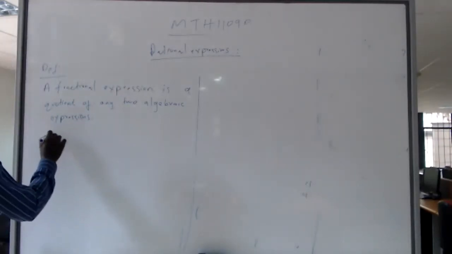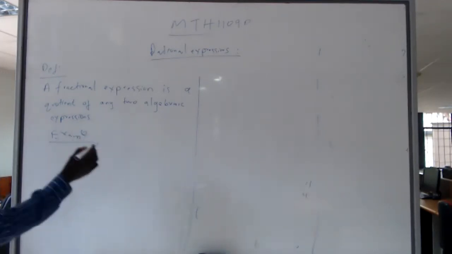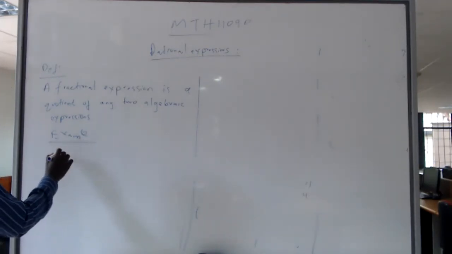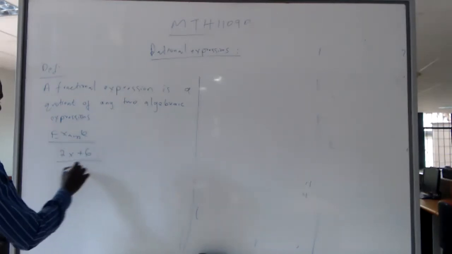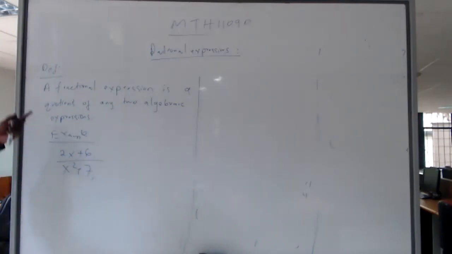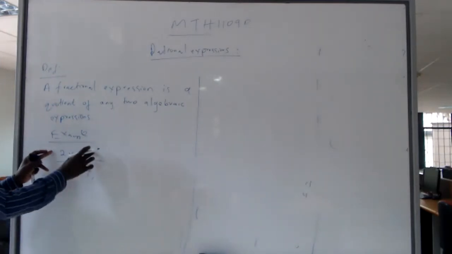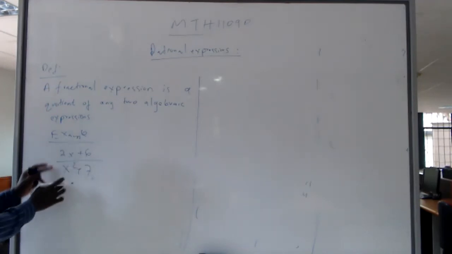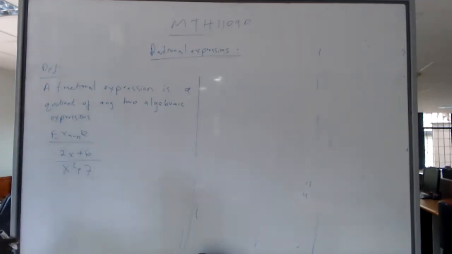For example, an example of a fractional expression could be 2x plus 6 divided by x squared plus 7. This is a fractional expression. So it's an expression in which the numerator and the denominator are algebraic expressions. My numerator is an algebraic expression in the variable x. My denominator is also an algebraic expression in the variable x.